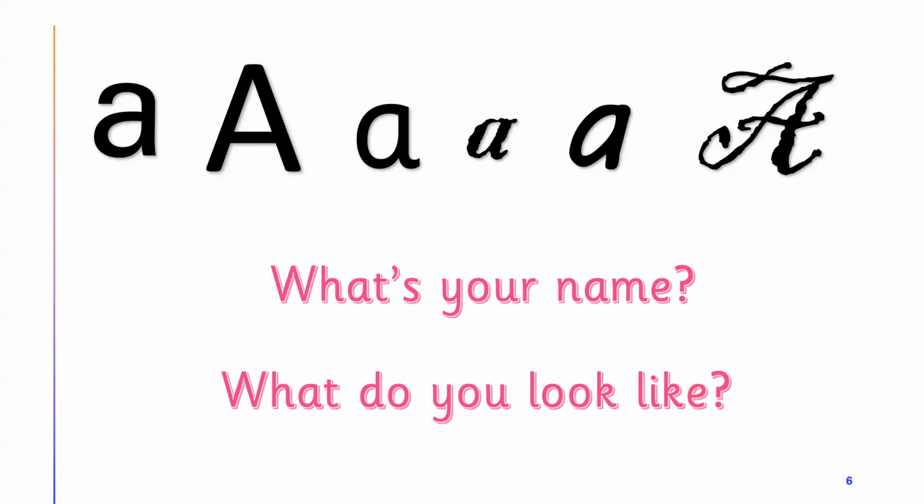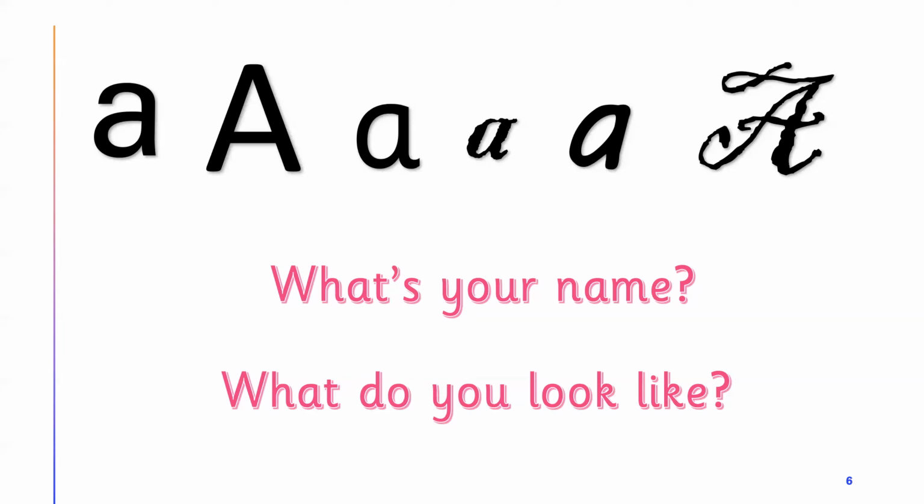But if I were to ask you all the question, what's your name? You would all tell me that each one of those letters would say A. They are all called A. Their letter name is A. Even though they don't look exactly the same, they still all have the same name, just in the same way that all people called Sarah look different. Doesn't mean their name is not Sarah. So when we ask the question, what's your name, to each one of those letters, they are all called A.